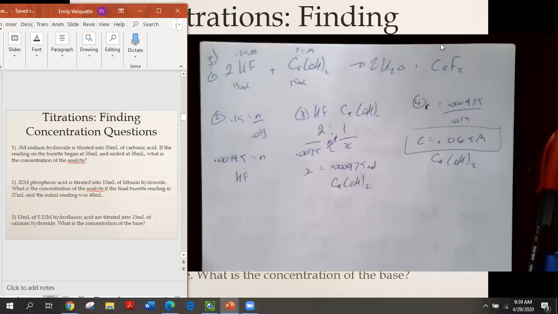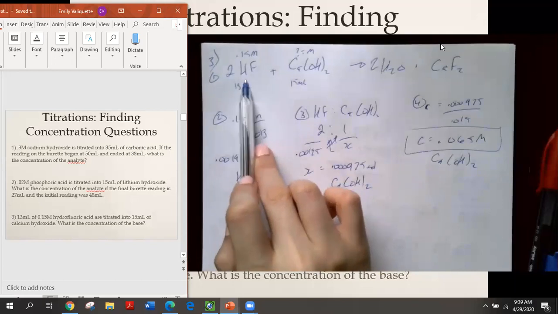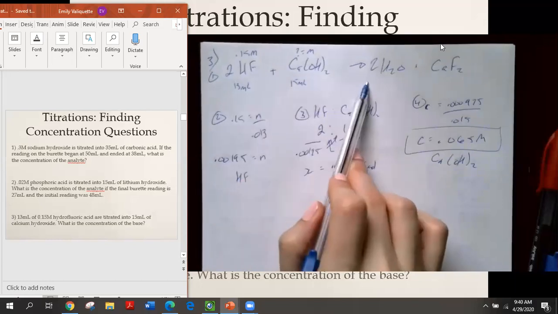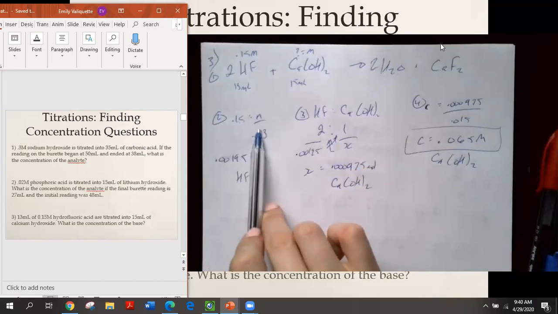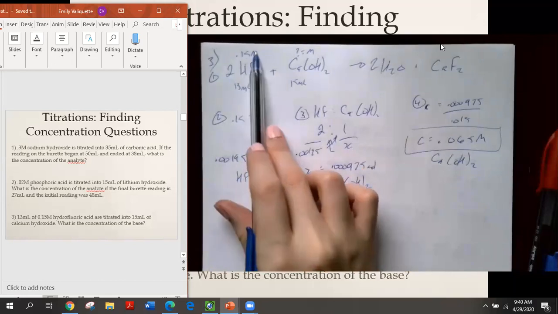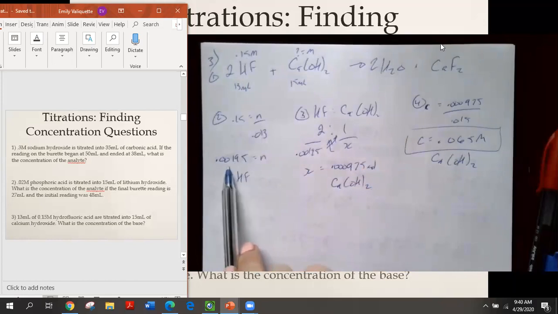Okay, and then for the final one, we have hydrofluoric acid reacting with calcium hydroxide to make water and calcium fluoride. We start with C equals N over V for the acid, since we have both the concentration and the volume, and you should get 0.00195 moles of the hydrofluoric acid.